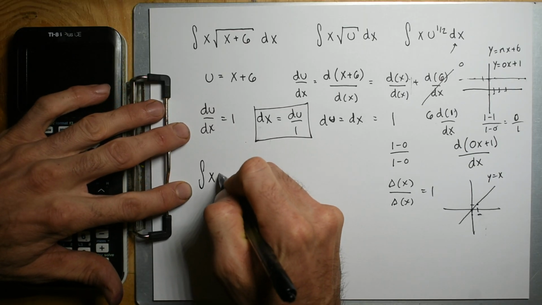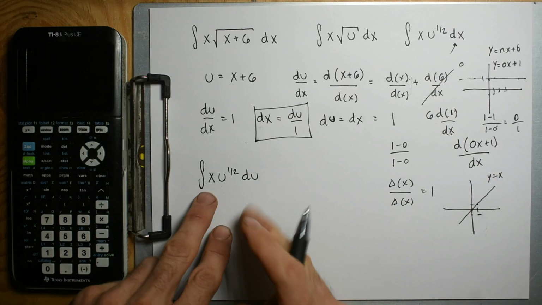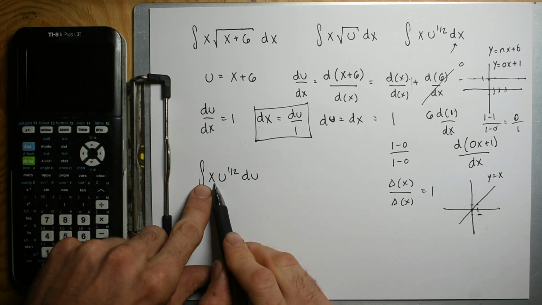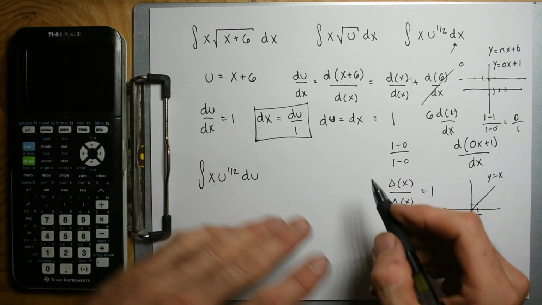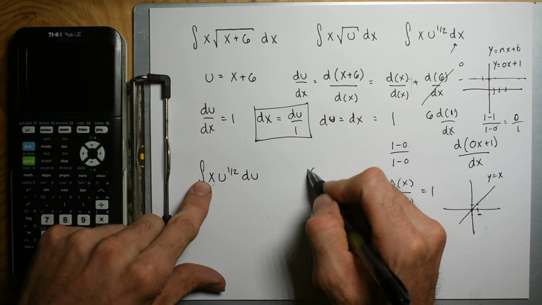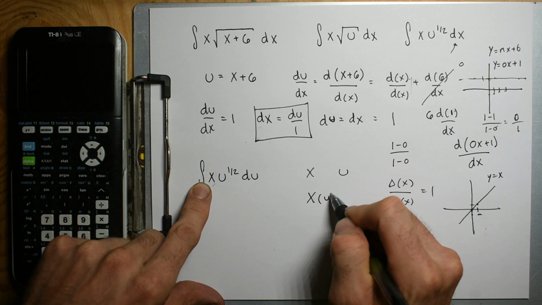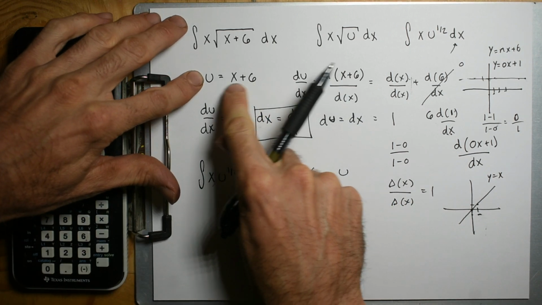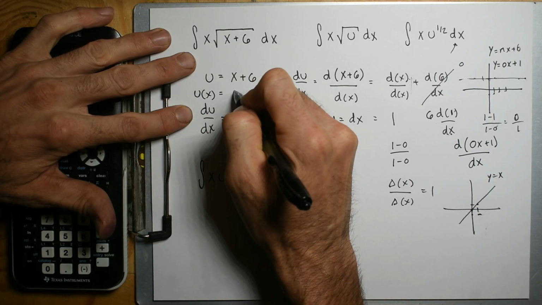So we're going to do x times u to the 1/2, and then we just have this du term. But still, what do we do with this term? That's where we ask, what equation has x in it and a u in it? What equation can we get x as a function of u? And it's right here. This equation you could write as u as a function of x is equal to x plus 6.